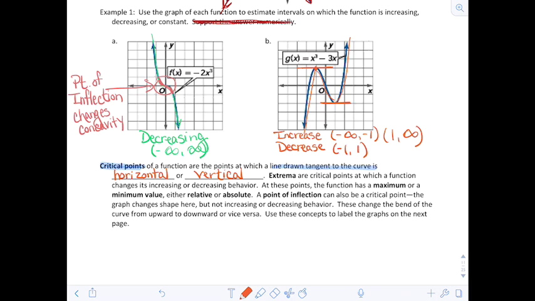So as we talk about those places where you have a horizontal tangent line, you have that critical point, we have something called extrema. Extrema are critical points where a function changes increasing or decreasing behavior. So if you look at those critical points, that's where it goes from increasing to decreasing and then decreasing to increasing. So it changes behavior. At these points, the function has a maximum or a minimum, kind of like a peak or a valley, a high or a low. You've learned this in Algebra 2. This should be a little bit of review for you, either relative or absolute.